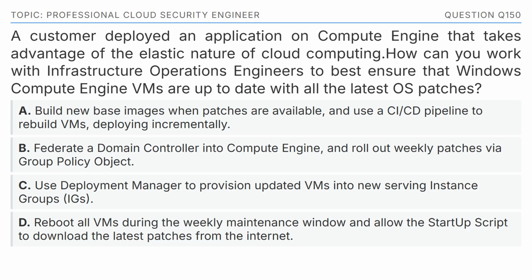The options are: Option A, build new base images when patches are available, and use a CI/CD pipeline to rebuild VMs, deploying incrementally. Option B, federate a domain controller into Compute Engine, and roll out weekly patches via Group Policy Object. Option C, use Deployment Manager to provision updated VMs into new serving instance groups, IGs. Option D, reboot all VMs during the weekly maintenance window and allow the startup script to download the latest patches from the internet.